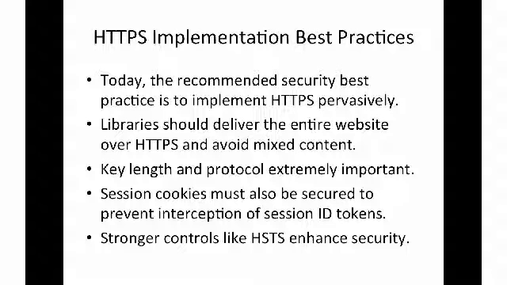Many of these attacks exploit holes or gaps in HTTPS implementation. And today, the recommended security best practice is to implement HTTPS pervasively. What this means for libraries is delivering the entire website, or OPAC, or other web application over HTTPS, while avoiding mixed content, which occurs when some of the content on a page is encrypted and other content, such as a video from a third-party website, is not. There are technical details such as the encryption key length and protocol supported that are also extremely important and often overlooked.